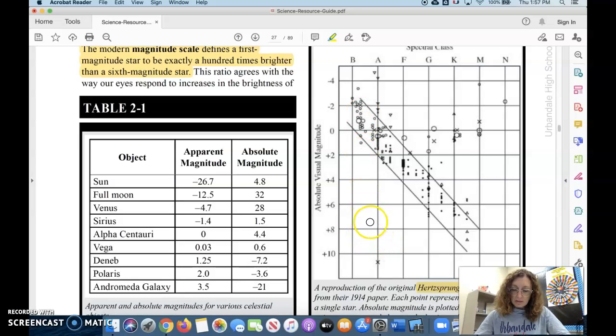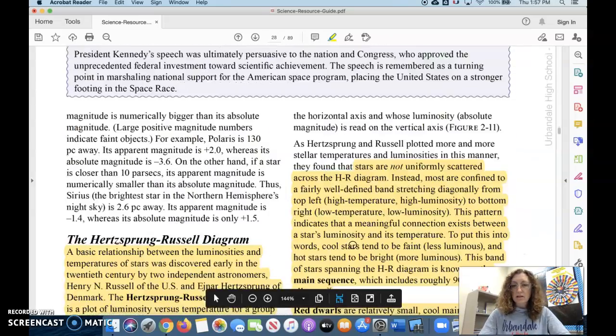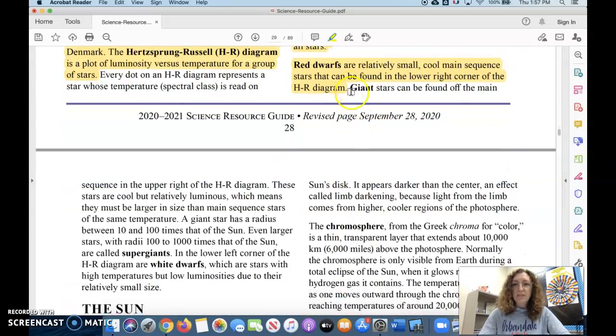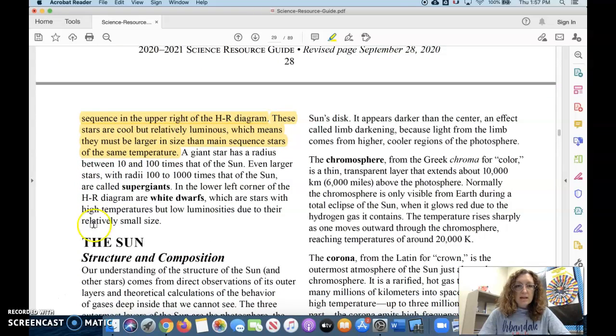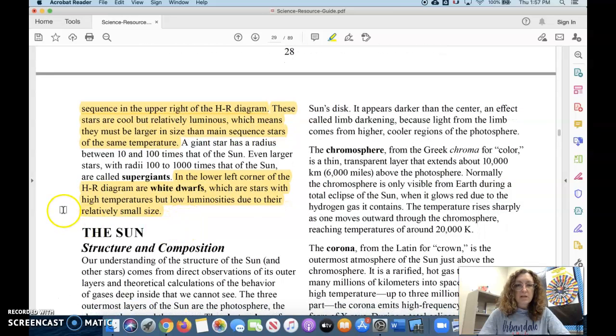Then down in the lower left-hand corner of the HR diagram are white dwarfs. So I'm going to go down here and highlight this information so you can find it. Here are your giants off the main sequence in the upper right of the HR diagram. Relatively luminous, but cool. Then in the lower left corner, we have the white dwarfs. High temperatures, but low luminosity due to a relatively small size.